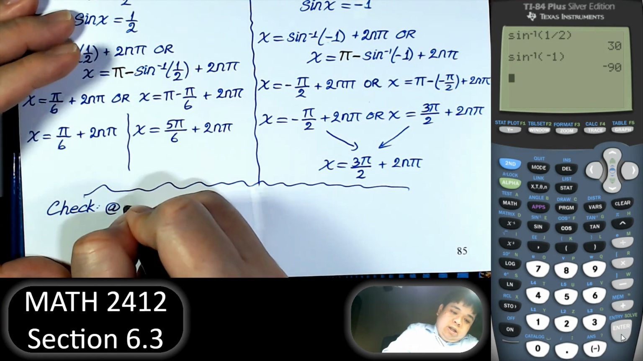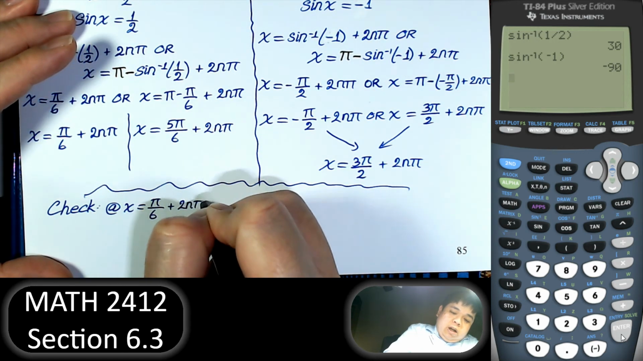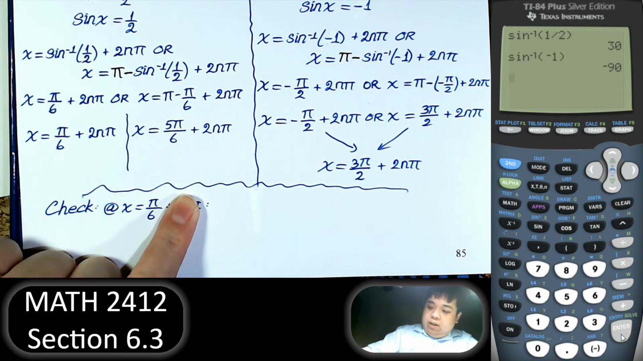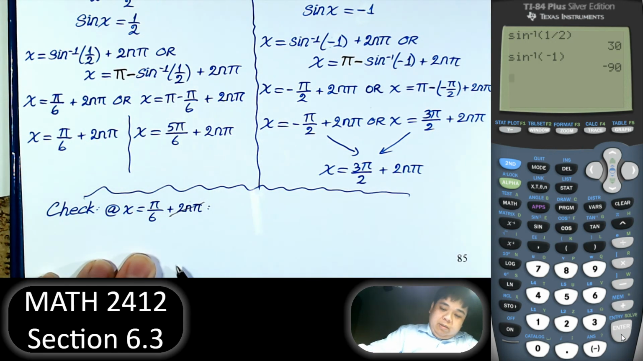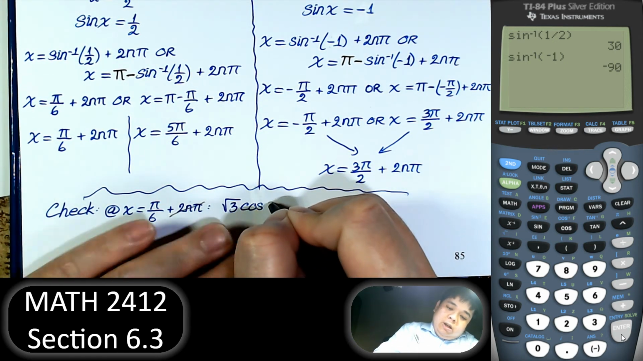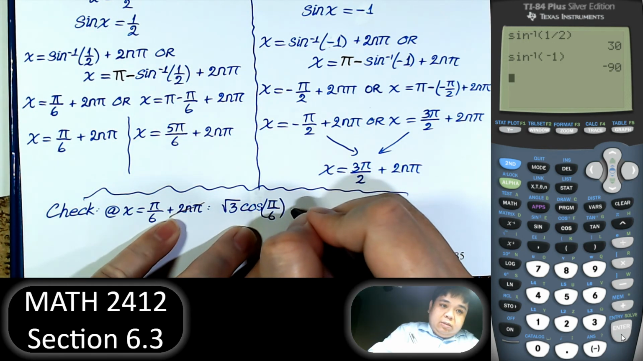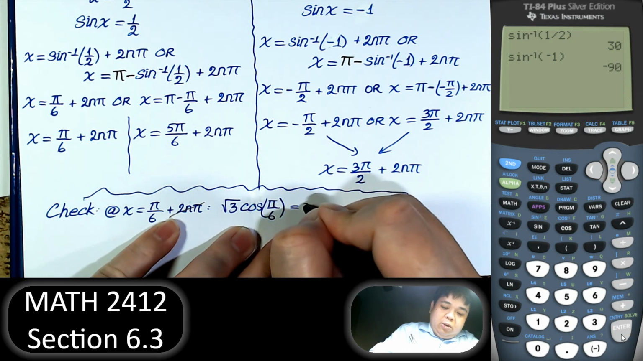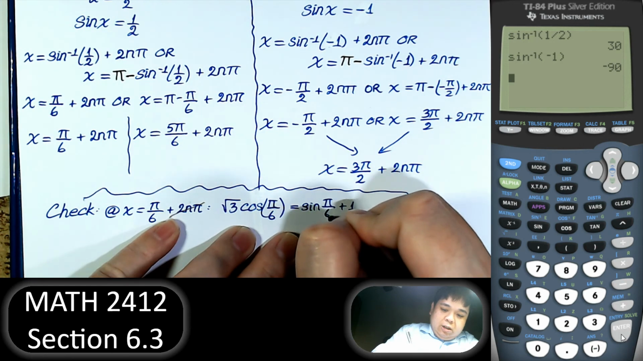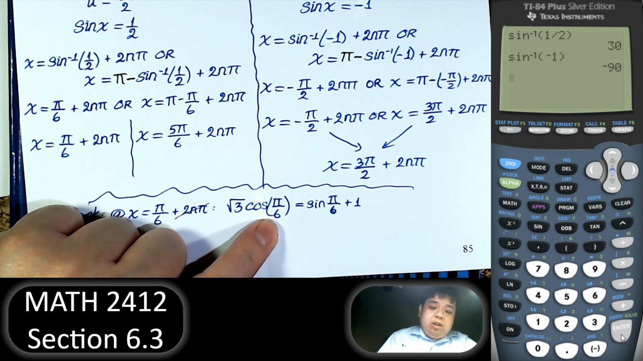So first, let's choose x equal to pi over 6. Let's do n pi. For simplicity, let n equal to 0. And we're just going to check for pi over 6. So square root of 3 cosine of pi over 6 equal to sine of pi over 6 plus 1. Right, cosine pi over 6 is square root of 3 over 2.